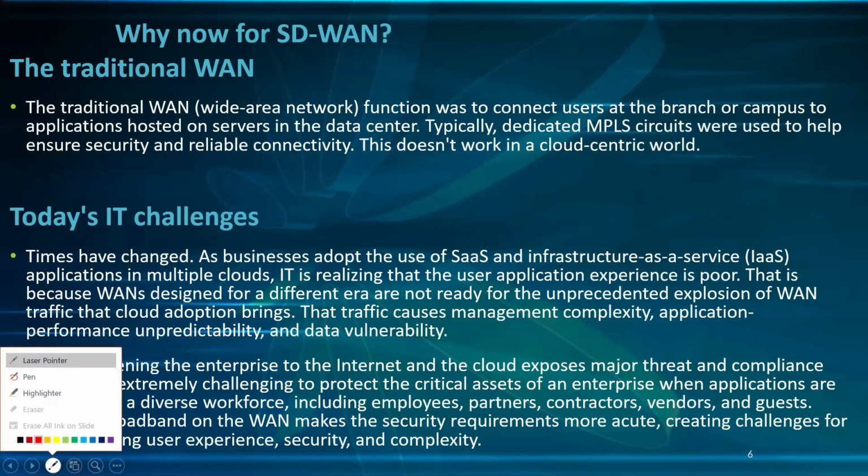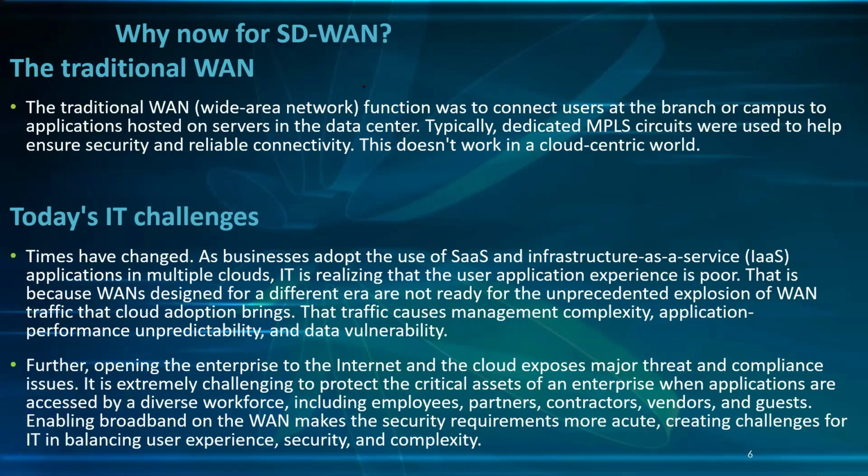So let me draw something to give you a better understanding. Let's say this is your DC. You have a cloud, which is the MPLS cloud. You have MPLS connectivity coming here. You have one remote site here.